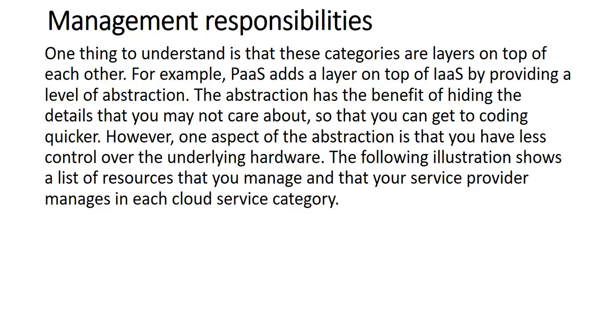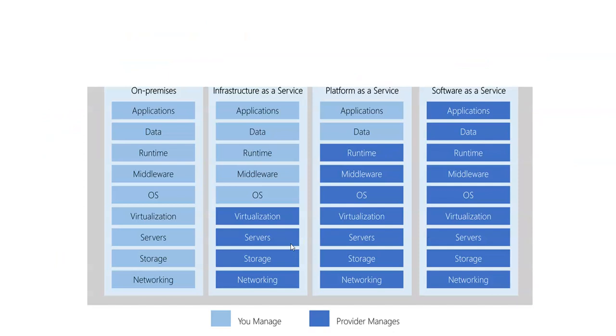The following illustrations show the list of resources. So if you see the scenarios in which as a user you manage and the cloud provider manages. On the on-premises, you manage everything from applications, data, runtime, middleware, operating system, virtualization, servers, storage, and networking. When it comes to infrastructure as a service, applications, data, runtime, middleware, operating system is managed by you, but the virtualization, server, storage, networking is taken care of by the cloud provider.